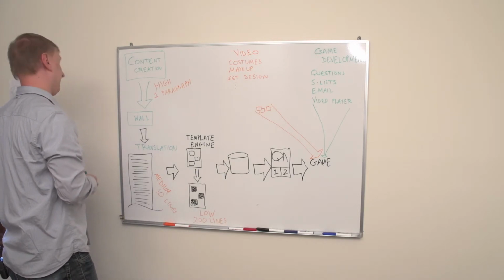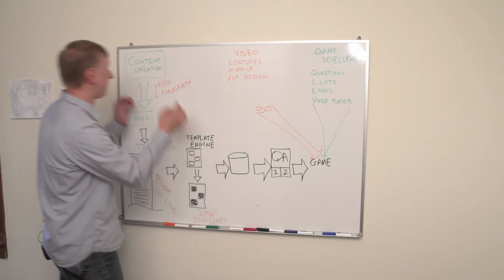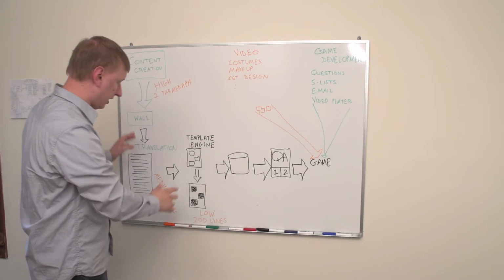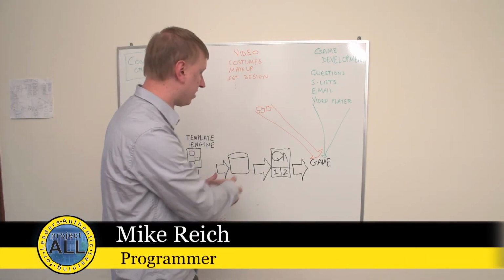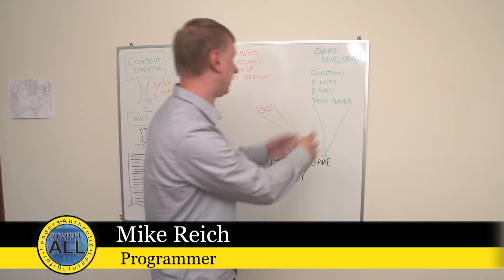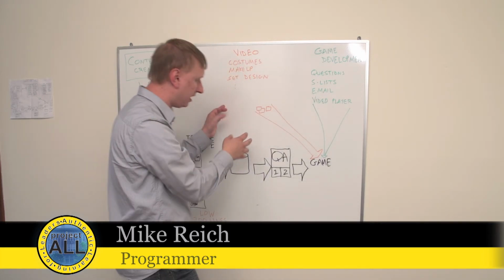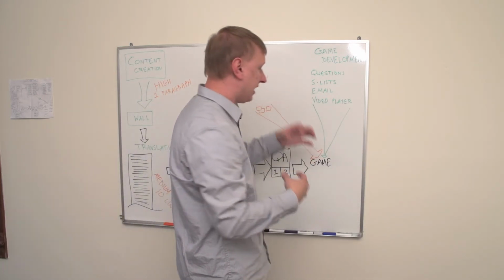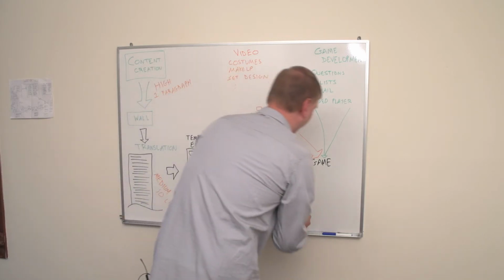So at this point, we have our content. It's gotten into the database. We can use it now. It's been QA'd. Everything's good. The game's been developed. The video has been shot. Everything is coming together. Now it is ready for the end user.